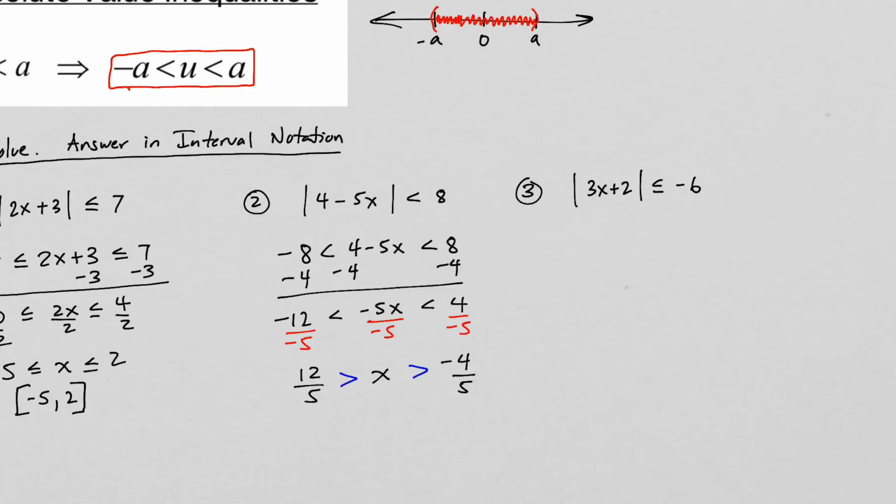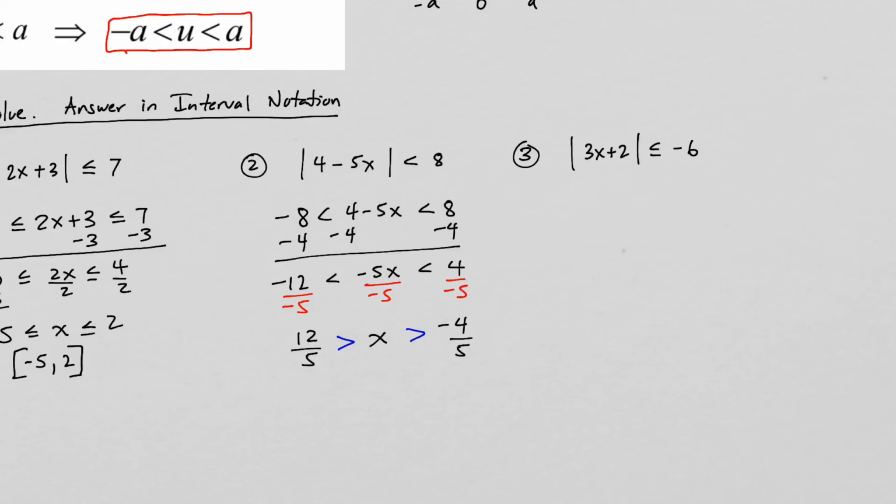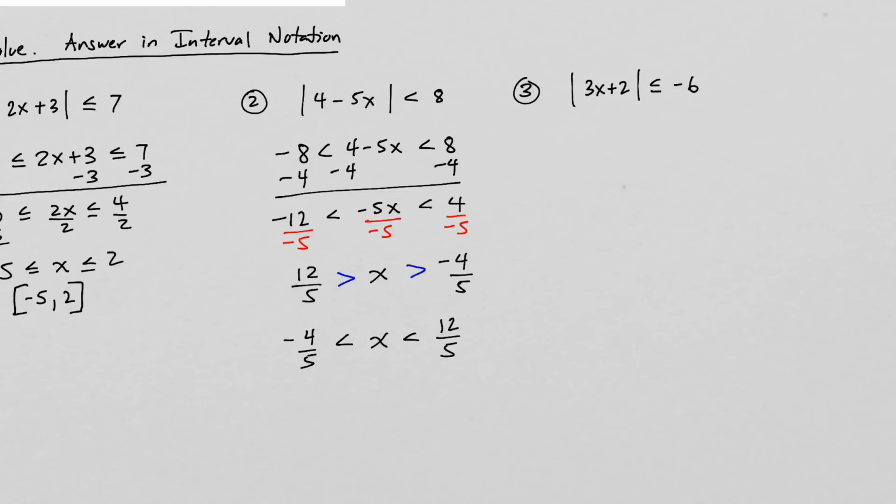Now, anytime you have a double inequality and you switch the signs when solving for x, you need to switch them back by reversing the entire inequality. So basically, we're going to switch these two numbers and reverse these signs. And that says the same thing, but it has your numbers in the proper order now. And in interval notation, this would be all the numbers in between negative 4/5 and 12/5.